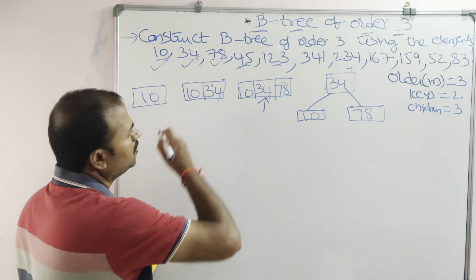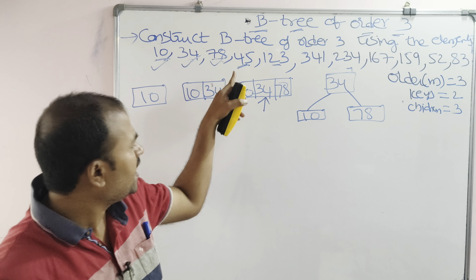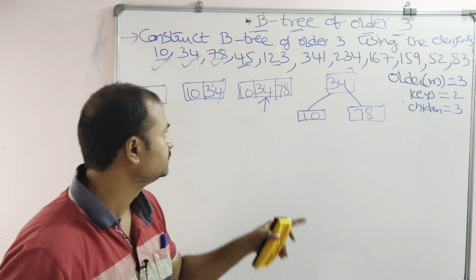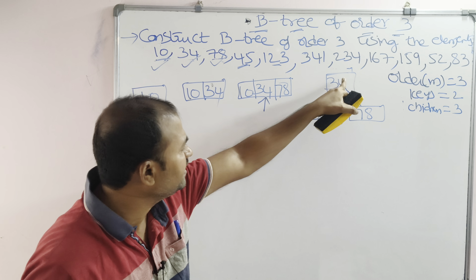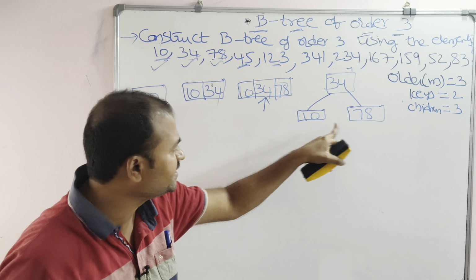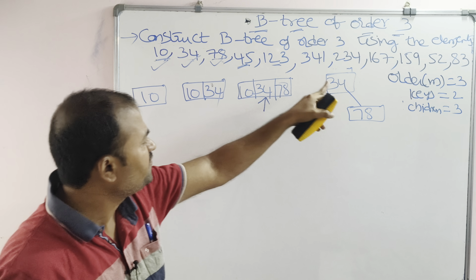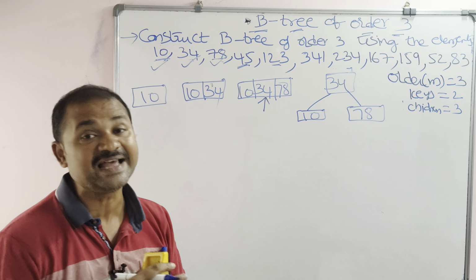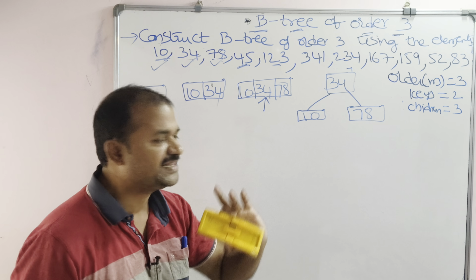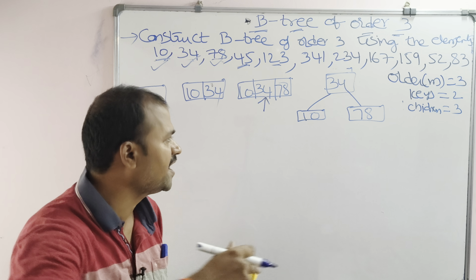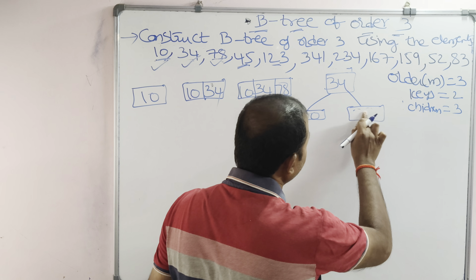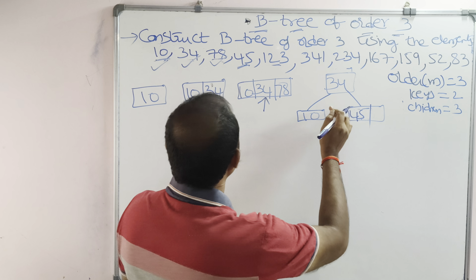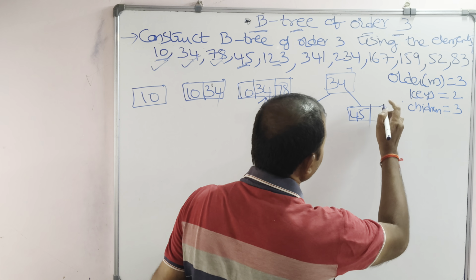Next we have 45. Here the keys are always inserted at the leaf node, so we can't insert 45 at the parent node. We have to insert it in a leaf node. Is 45 less than 34 or greater than 34? 45 is greater than 34, so we have to insert it in this node. Arrange in ascending order, so before 78 we get this 45. So 45, 78.